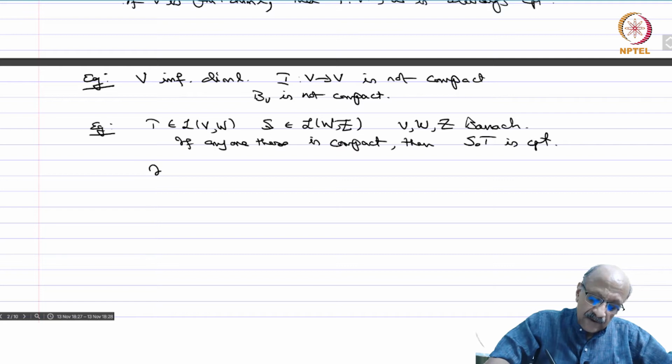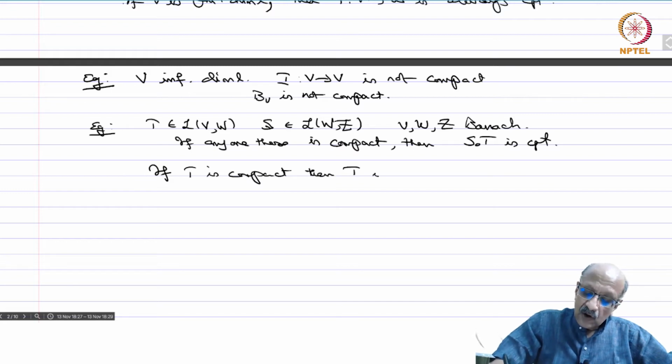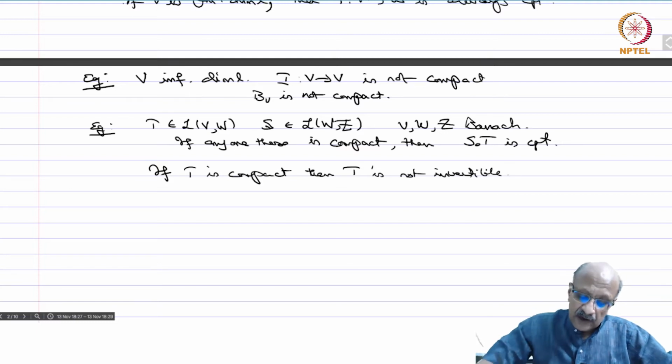So if T is compact, then T is not invertible. Because if it were invertible, then T composed with T inverse or T inverse composed with T is the identity map. So if one of them is compact, then the identity must be compact, which is not true in an infinite dimensional space.